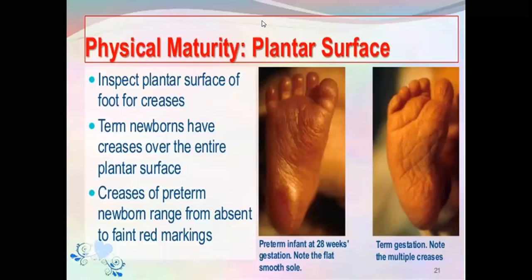We have to look for the creases. The creases are well formed in term babies. In contrast, preterm babies have very faint red marks rather than creases. So from the appearance and head to toe examination, we will come to the diagnosis, that is, we will assess the gestational age of the baby.